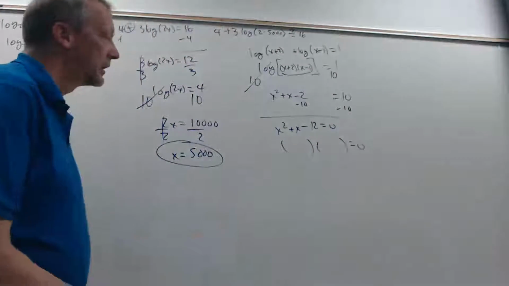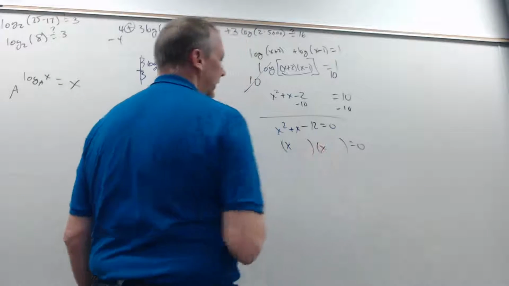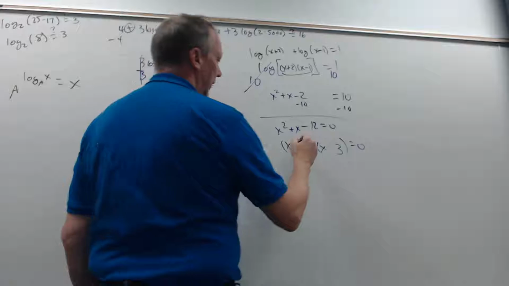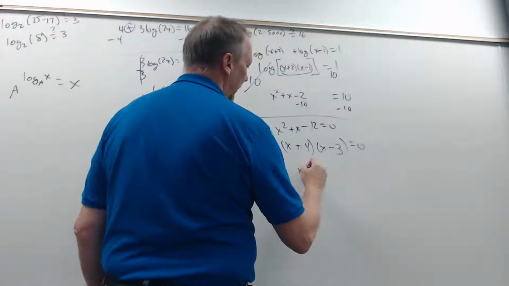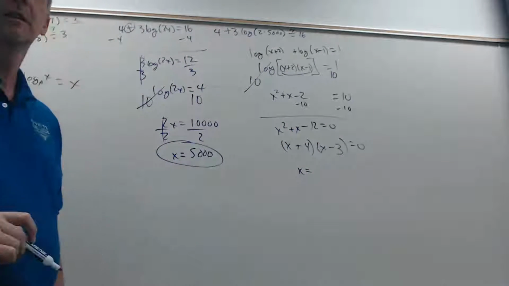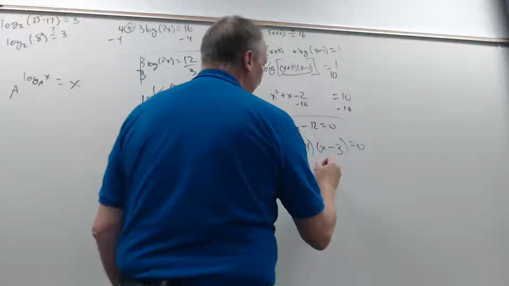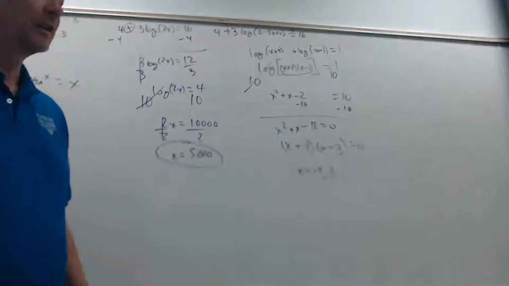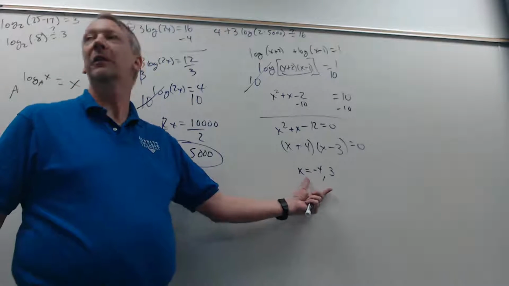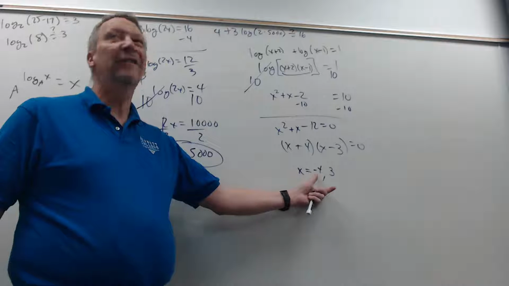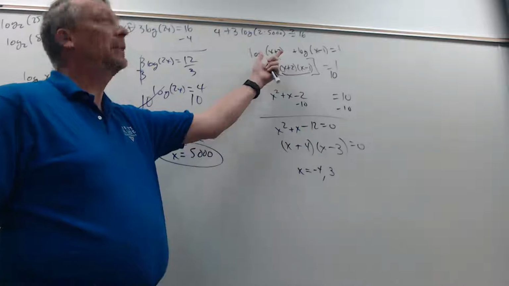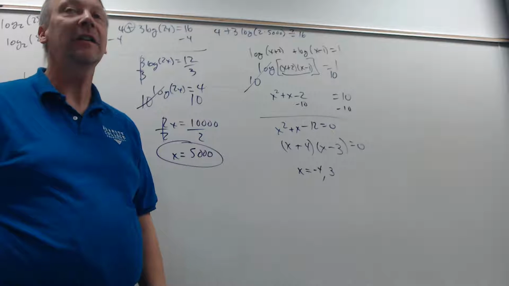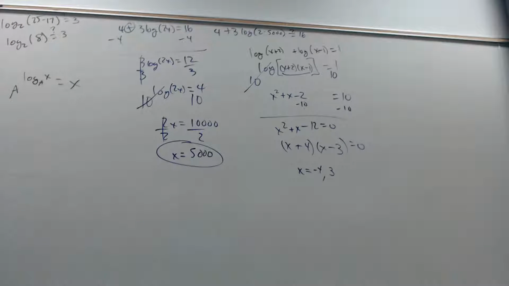x and x, then it'll be 4 and 3. Plus 4 minus 3. So x equals -4 or positive 3. Now this is definitely one you want to check, because -4 might make one of these logs negative and I can't have that, right? This is definitely one you want to check, okay?